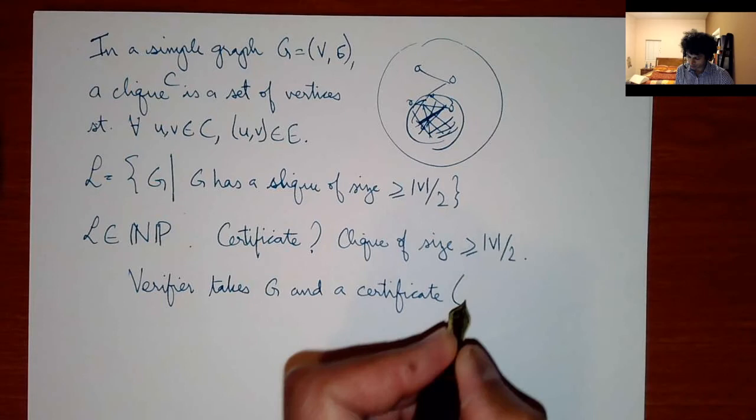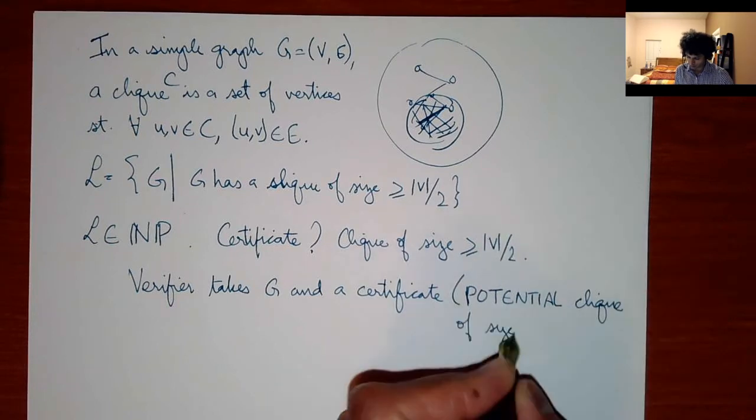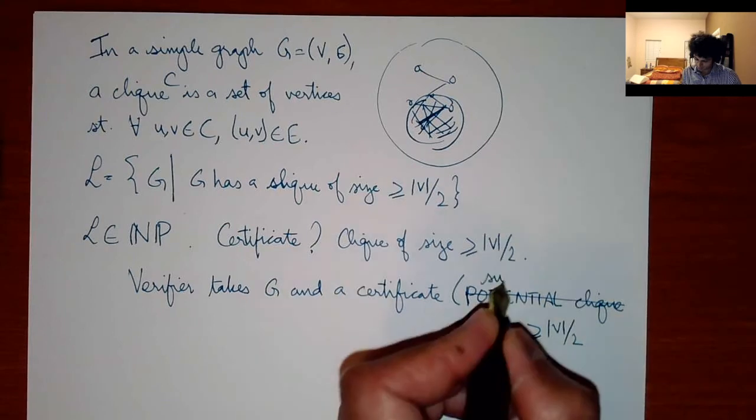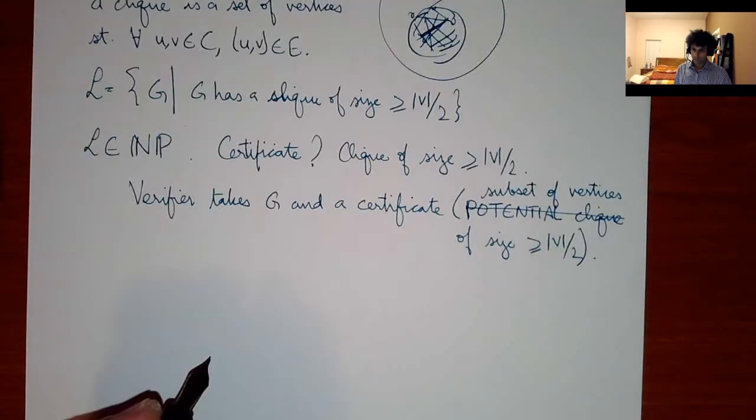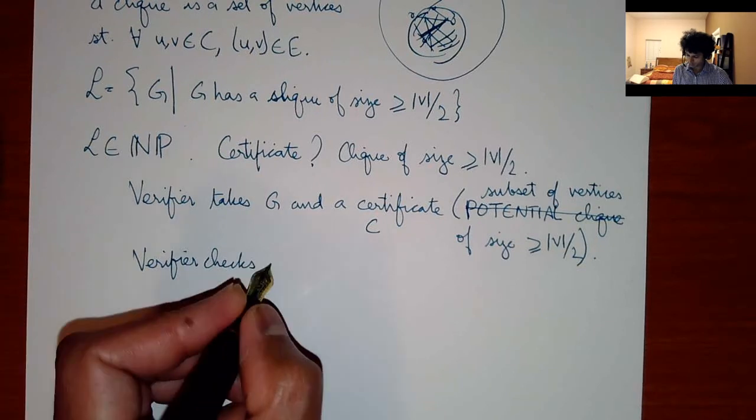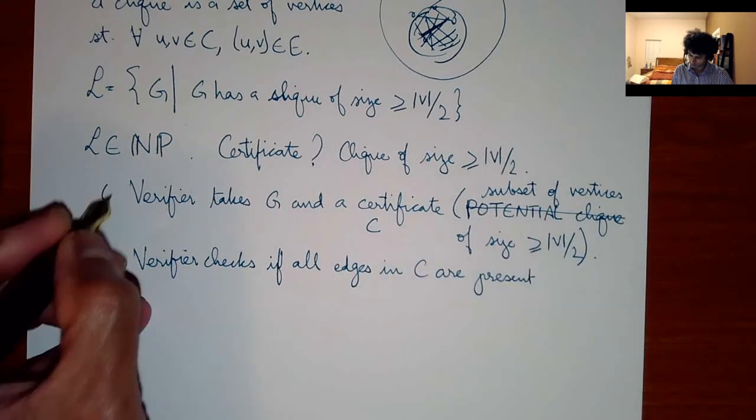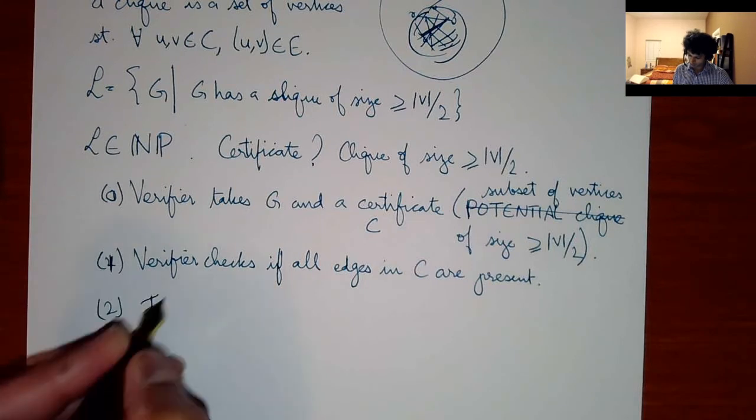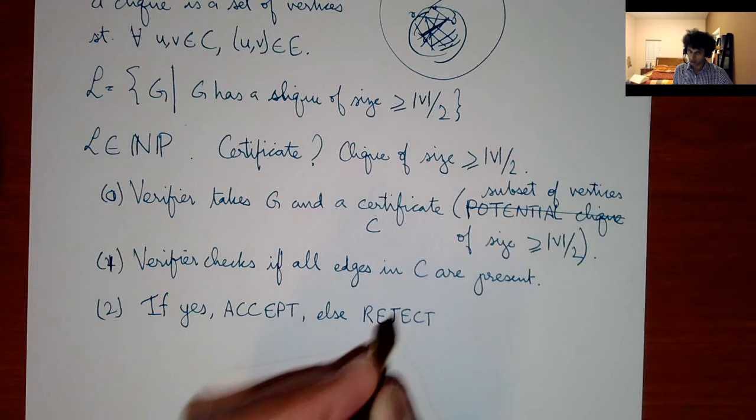Now what is a certificate? Certificate is a potential clique, of size V over 2. So the potential clique one could just think of as a subset of vertices of size at least V over 2. And I'll call this C. The verifier, step 0 being the input, checks if all edges in C are present. And if yes, accept, else reject. Okay, so this is the verifier.